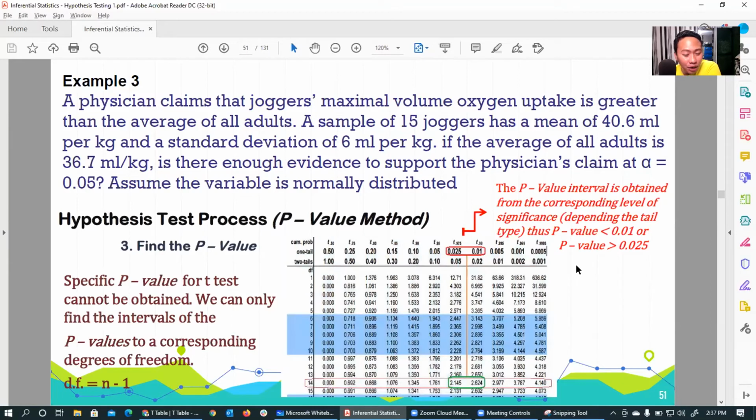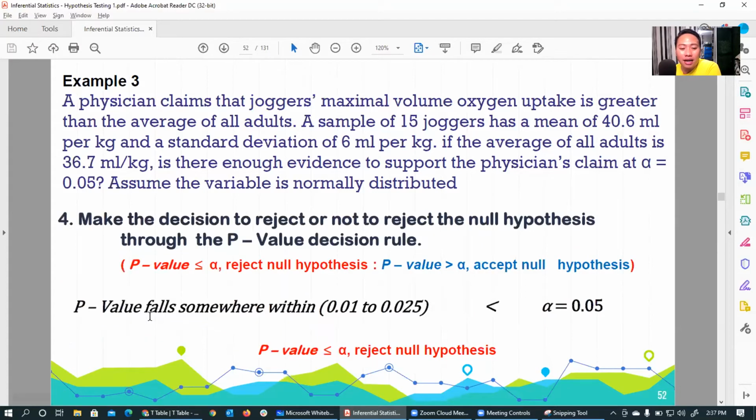Now, your step 4 is your conclusion, whether you are going to accept or reject the null hypothesis. So here, your p-value falls somewhere within 0.01 to 0.025. If you notice, all the numbers inside this interval are all less than 0.05. This means to say you get to reject the null hypothesis.